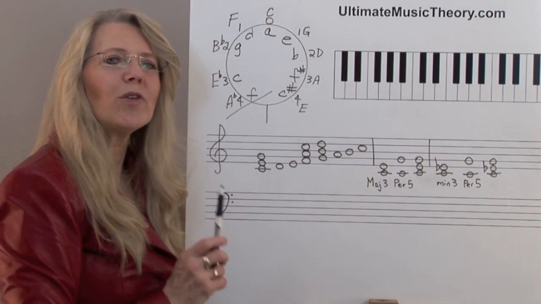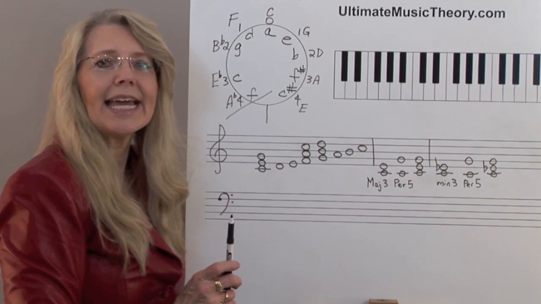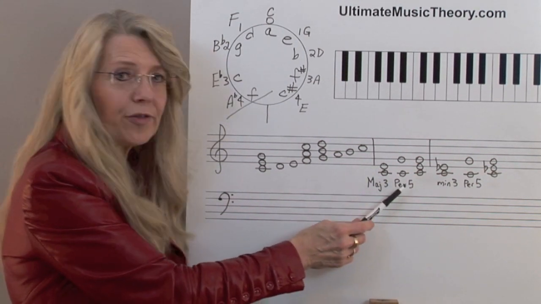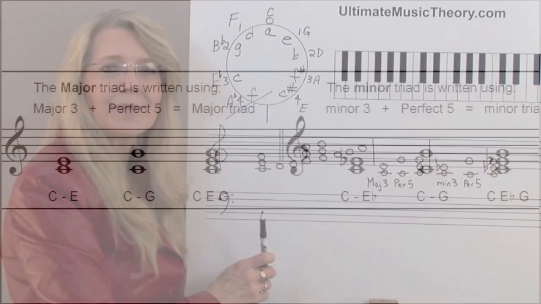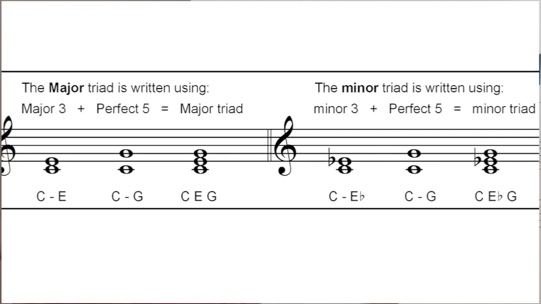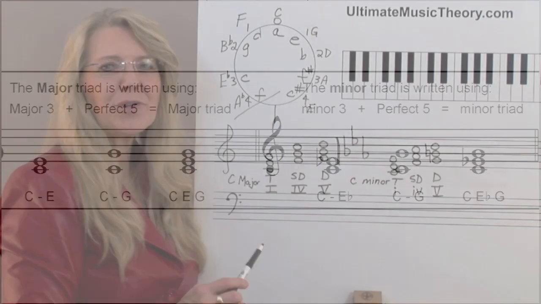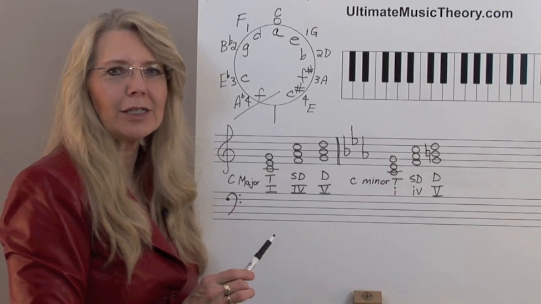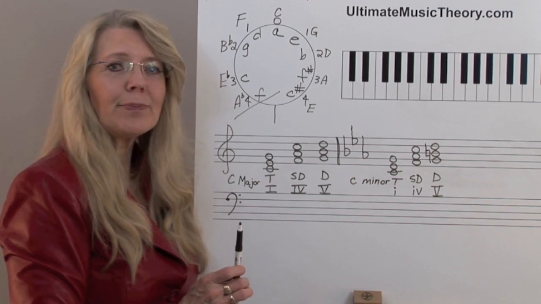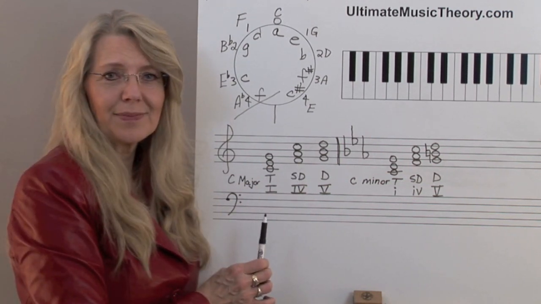In Lesson 5, we learned intervals. A major triad is written using an interval of a major third and a perfect fifth above the root. A minor triad is written using an interval of a minor third and a perfect fifth above the root. In Basic Rudiments, you'll be learning how to build root position triads. A root position triad is simply written as all line notes or all space notes.